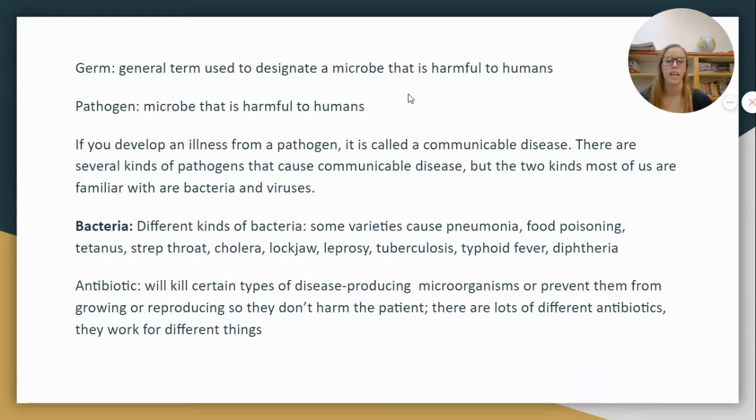So, what is an antibiotic? An antibiotic will kill certain types of disease-producing microorganisms or prevent them from growing or reproducing so they don't harm the patient, meaning the person. There are lots of different antibiotics and they work a little bit differently. So if you get strep throat, you might get one antibiotic. And if you have food poisoning or pneumonia, you might get a different type of antibiotic. It kind of just depends on what your illness is.